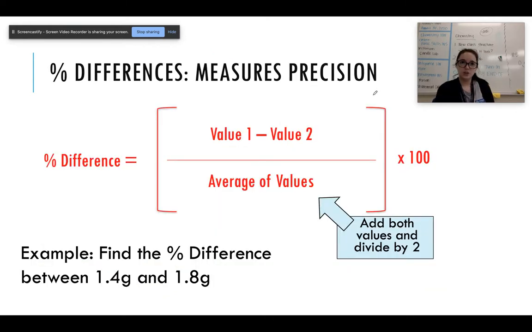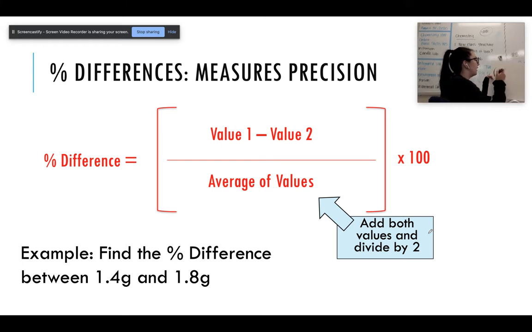So now we're going to move into our percent differences, which this measures our precision. So precision is measurable, and so this is what we use to find the difference. And so when you're finding the difference, you're always going to have value 1 minus value 2. You're going to average our values, and then you're going to multiply by 100. To average our values, you add both of them together, and you divide by 2. And so find the difference between 1.4 grams and 1.8 grams.